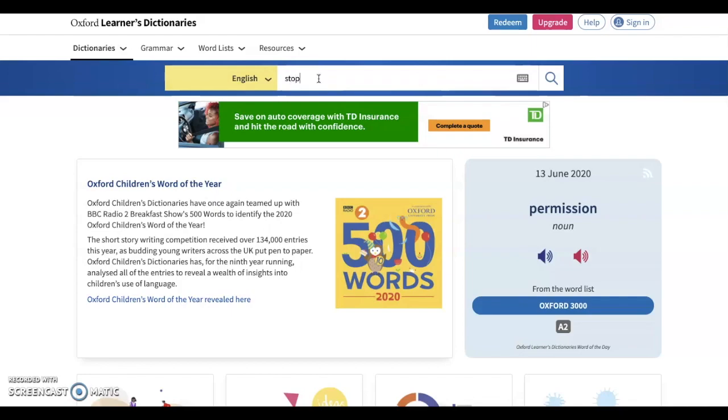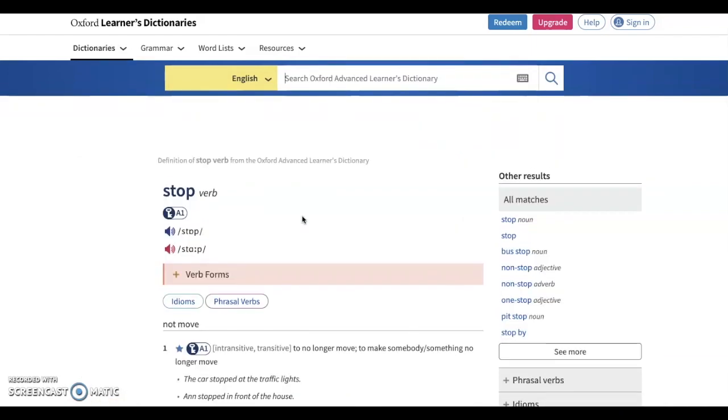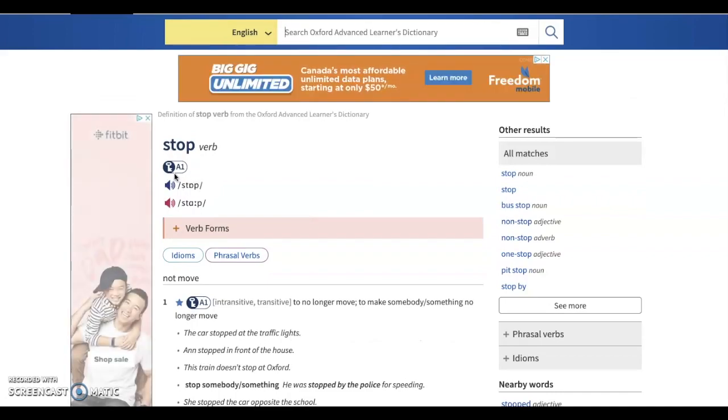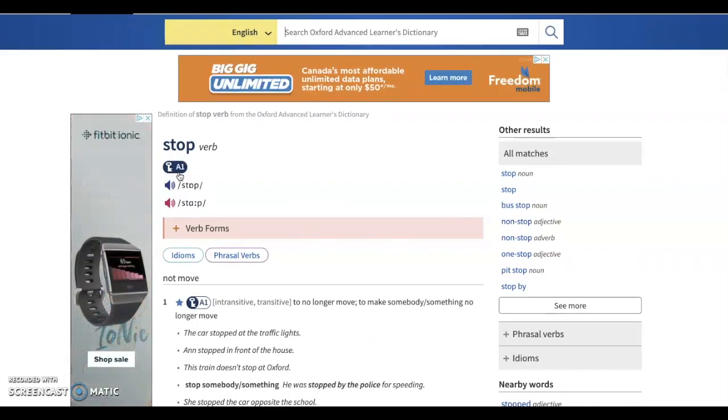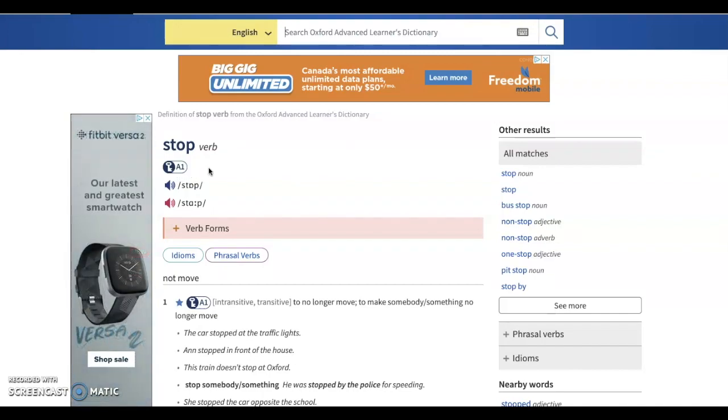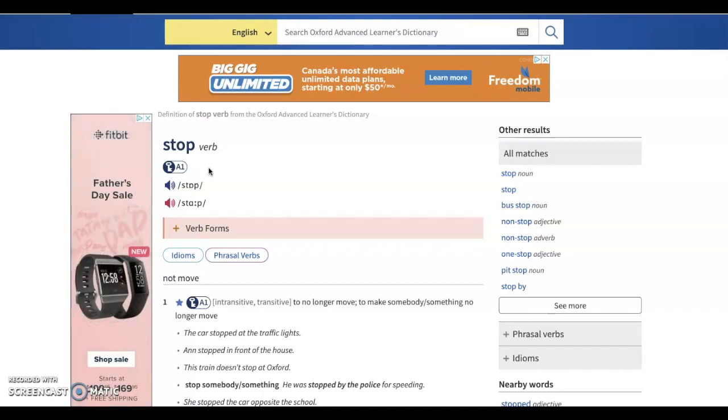Let's look up some words, starting with the word stop. Now, if you look up the word stop, you will see that it's been labeled as an A1 level word. If you're familiar with the Common European Framework of Reference benchmarks, A1, A2, B1, B2, C1, and C2, you know that each of these labels correspond to a certain level. A1 is beginners, A2 is elementary, B1 is pre-intermediate, B2 is intermediate, C1 is upper intermediate, and C2 is advanced.